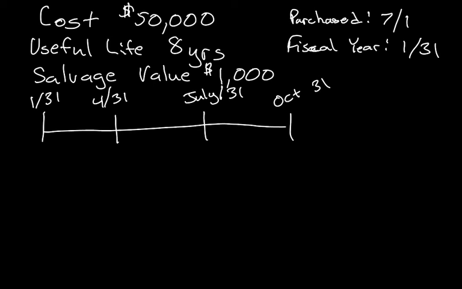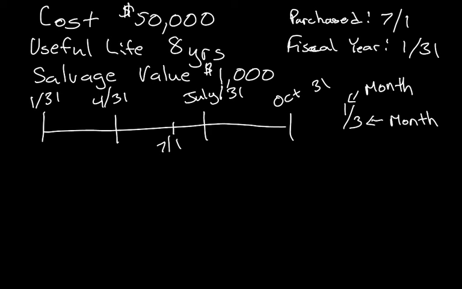Now, here's the issue. They purchased the item on July 1st, so there's a partial quarter here. So what we'll do is we'll calculate a regular quarter, but for the first quarter we're only going to take 1/3 of what that is, because they only had it for 1 month out of that 3-month quarter. So hopefully everybody understands that.